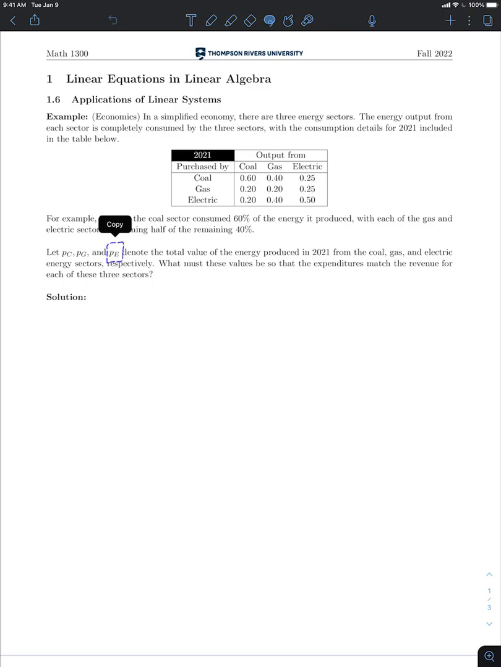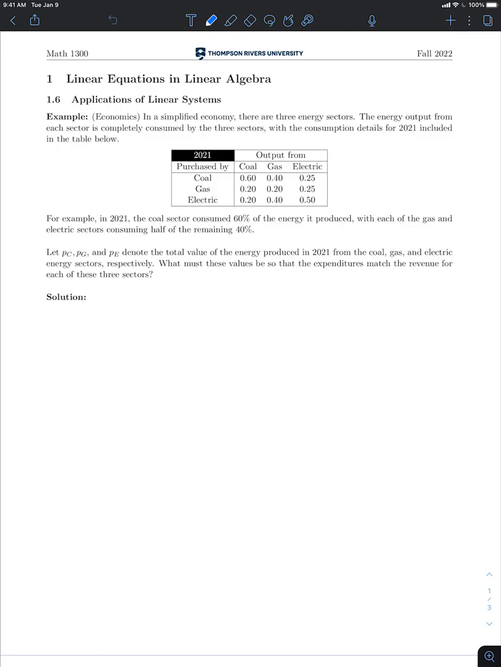But what we can do is use linear algebra to solve this problem. So what we're going to do is look at each sector one by one, and write down a relationship that summarizes the fact that the revenue must match the expenditure. And we'll do that with one sector at a time. Okay, so let's start with coal. On the left-hand side of the equation, we'll write down the expenditures, and then on the right-hand side, we'll write down the revenue, and then we'll get an equation by setting those two quantities equal.